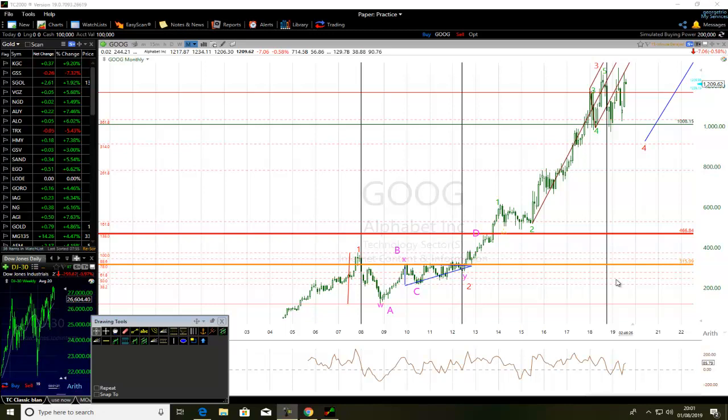What is your favorite Fibonacci pattern? Is it the Gartley pattern? Is it the bat pattern? Is it the butterfly pattern? Is it the crab pattern? What is your favorite Fibonacci pattern?